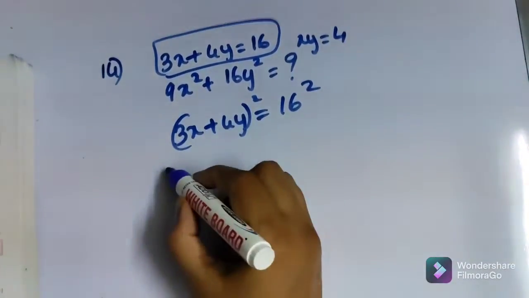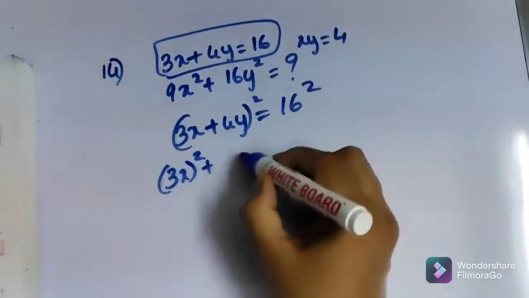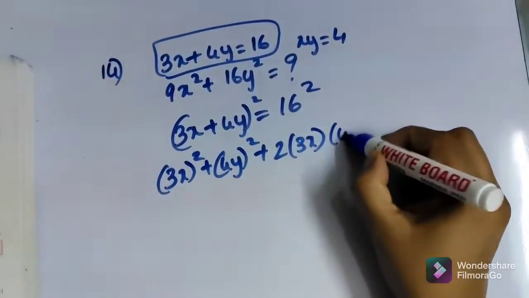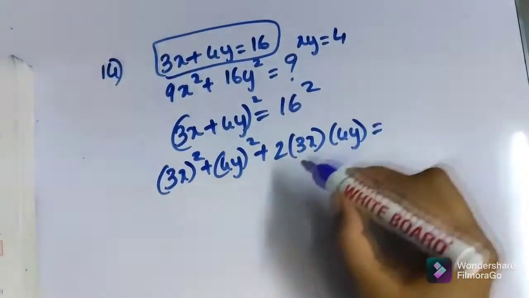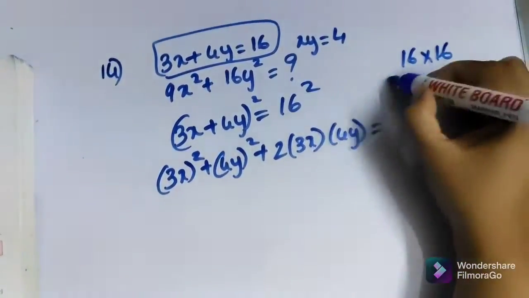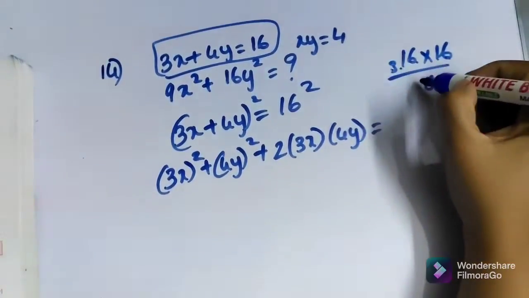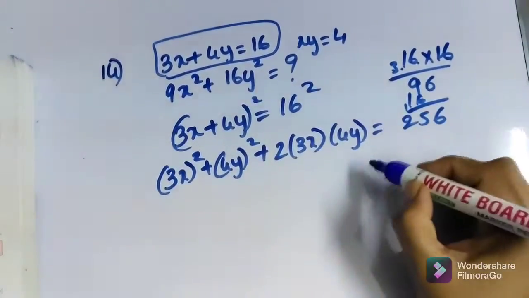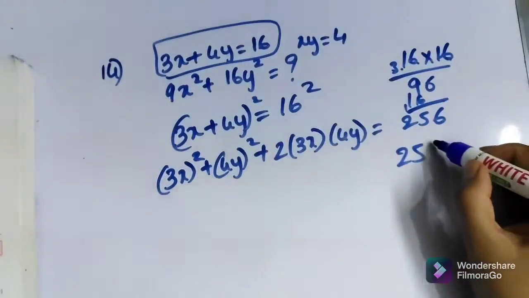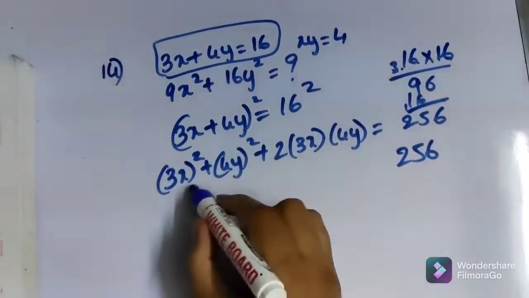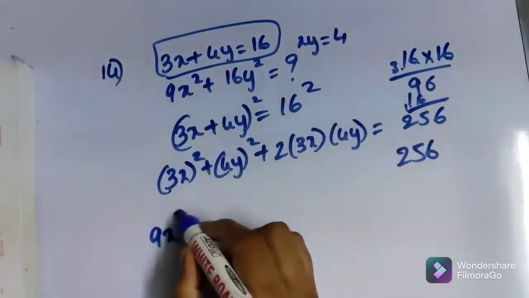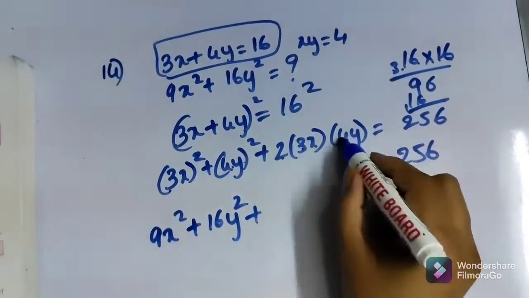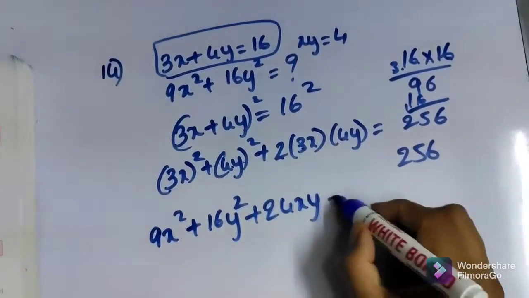That is (a plus b) whole square, we get (3x) square plus (4y) square plus 2 into 3x and 4y is equal to 16 square. 16 square is 16 into 16, which is 256. So on this side we have 3 square is 9x square plus 4 square is 16y square plus 3 2s are 6, 6 4s are 24xy is equal to 256.